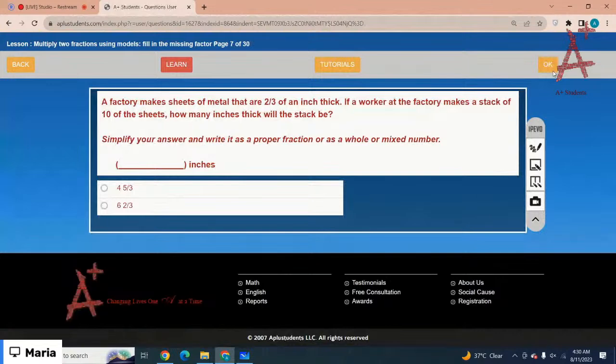Okay, a factory makes sheets of metal that are two-thirds of an inch thick. If a worker in the factory makes a stack of 10 of the sheets, how many inches thick will the stack be? So, which is the correct option?